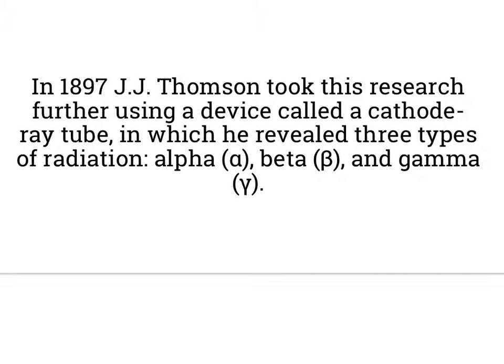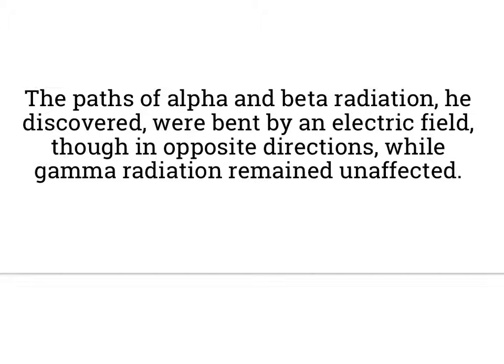But J.J. Thomson found these 3 different types. And what's weird is he found that the paths of alpha and beta radiation were bent by an electric field, which means this radiation, this decay, can be controlled, if you will, can actually be deflected, though in opposite directions, and he found that gamma really didn't do anything. Which means that not only are particles coming out of an atom, first off, we've gone from nothing to something coming out of atoms to now there are different types of things coming out of atoms.